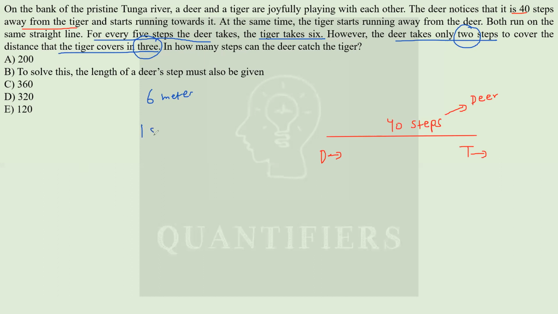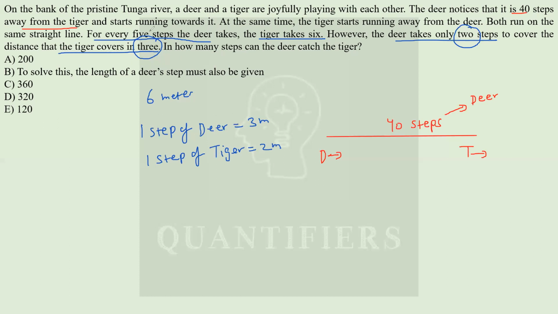So can I say one step of deer will now be equal to 3 meters? And we can also say that one step of tiger will now be equal to 2 meters. Because 6 meters deer takes 2 steps, and for this 6 meters, tiger is taking 3 steps. So one step of deer is equivalent to 3 meters, and one step of tiger will be equivalent to 2 meters.